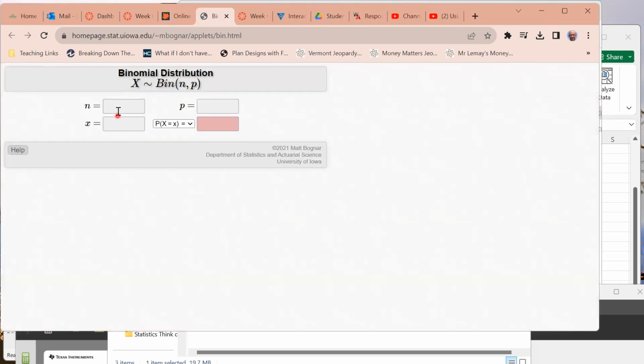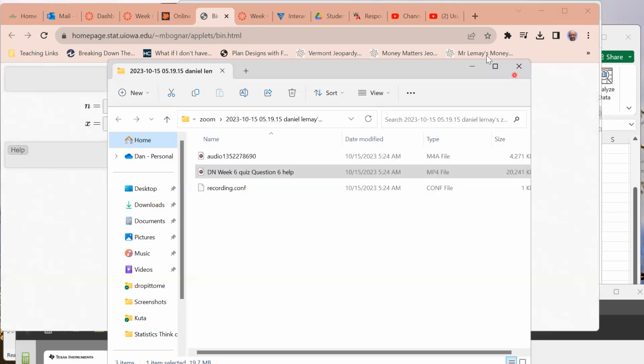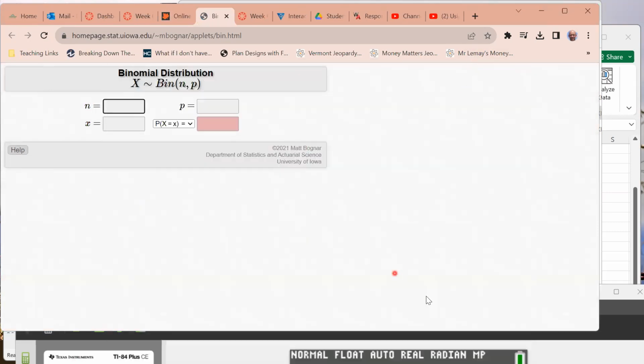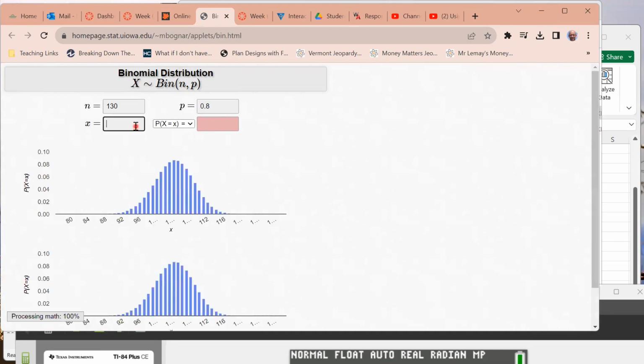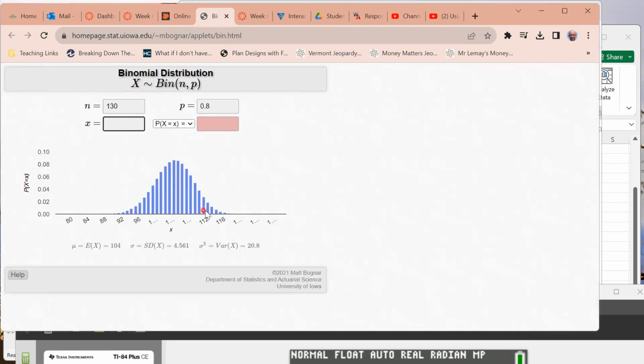Okay, so what was the one in the book here? Oh my, nope, not there. Oh, just a minute, let me find it. Well, I guess I'll just make it up. I don't remember what it was. Was it 130 and the probability of success was 0.8? And then if I let it graph this, see how that's a nice normal distribution.